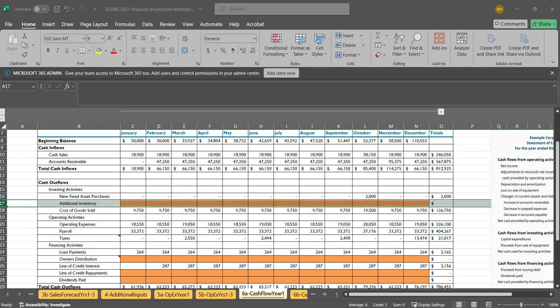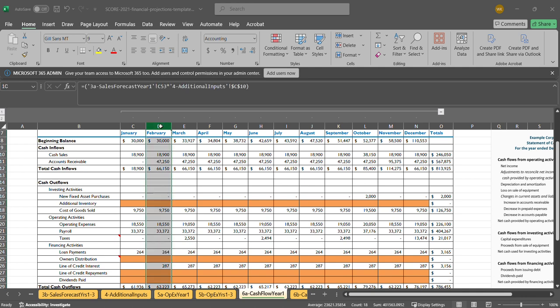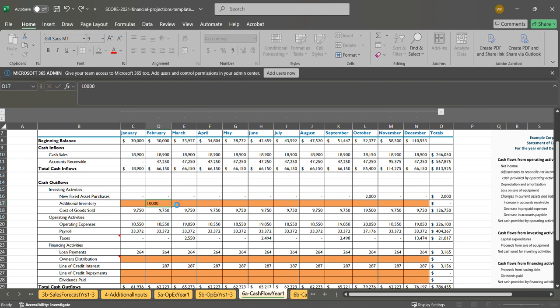Now, there are additional inventory of raw materials you can buy to keep on hand. So as soon as, let's say in February, when I finally get paid from some of my customers, I might have a little bit more cash on hand. And so I might want to buy some sugar, some chocolate, just to have it on hand. So we'll put that here. And this is to help smooth out operations and production.